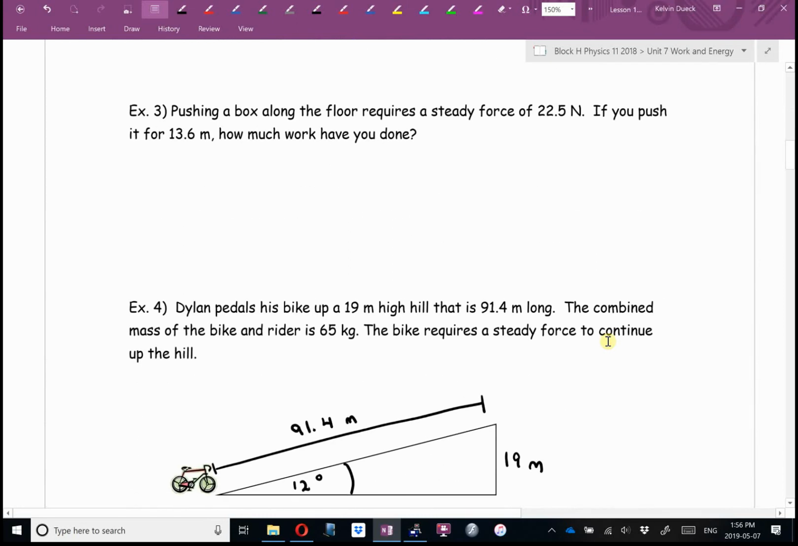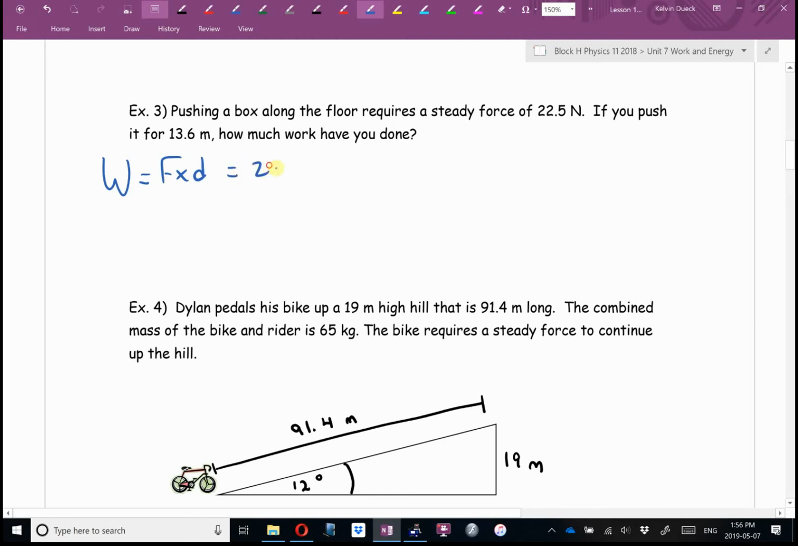Now, if you do push something and it moves, you can figure out how much work is done. Pushing a box along the floor requires a steady force of 22.5 newtons. If you push it for 13.6 meters, how much work have you done? I'm imagining that we're pushing a box, pointing it to the right, and it's continuing going in a straight line. So I think the force and the distance are in the same direction. I think I can go straight to force times distance.